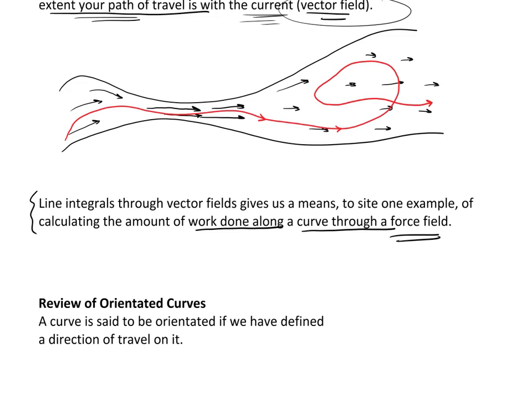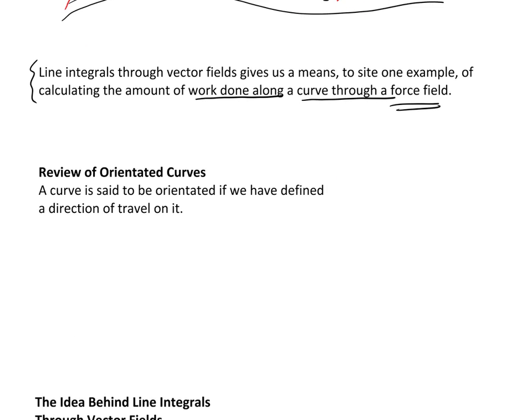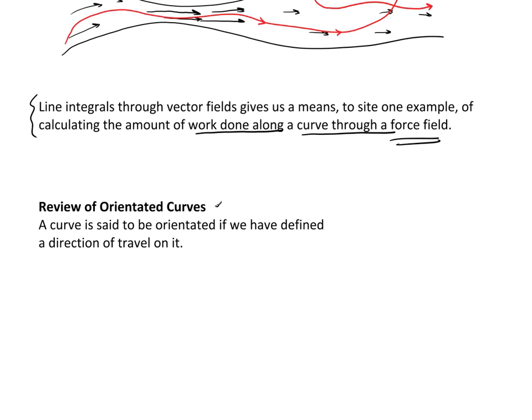Now, before we get too deep into this, let's remind ourselves quickly what we mean by an oriented curve. If I have a point P and a point Q, and I travel from P to Q, this curve is not oriented. It doesn't give any indication of what the actual travel was. All I have is something connecting P and Q.